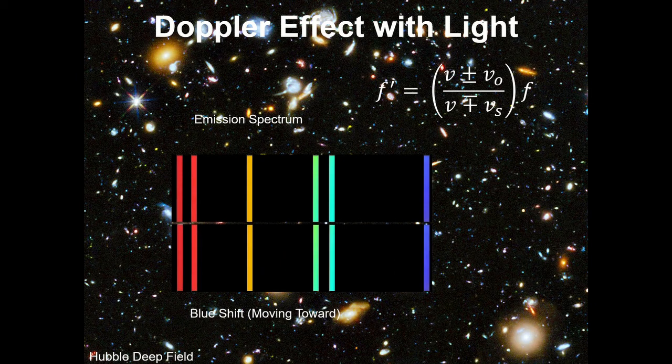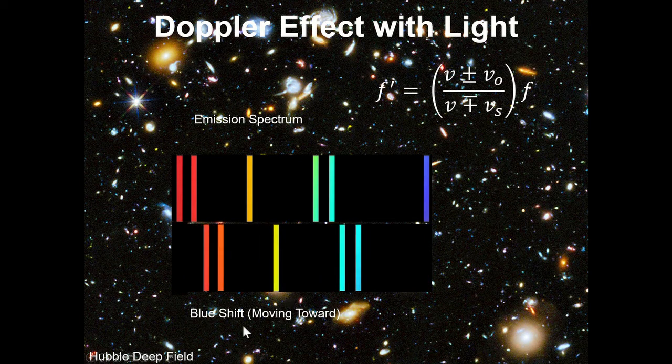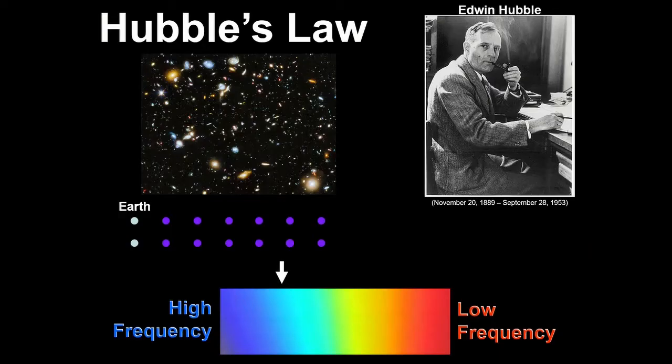If the galaxy was moving toward us, then they would be shifted toward the higher frequencies. We call it blue shift. The reds would shift to the oranges, the violets would shift to the ultraviolets, and again, we could measure how fast that object was moving toward us.